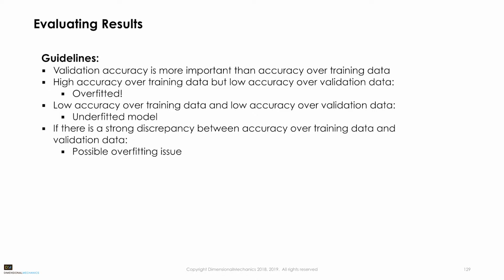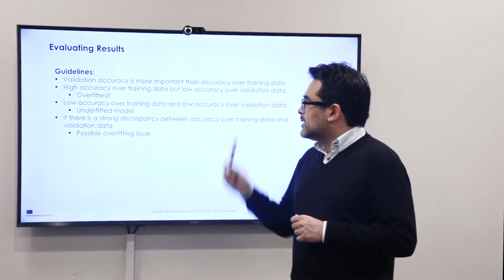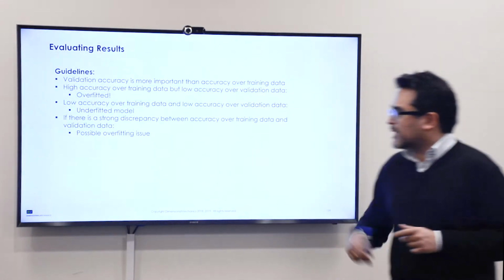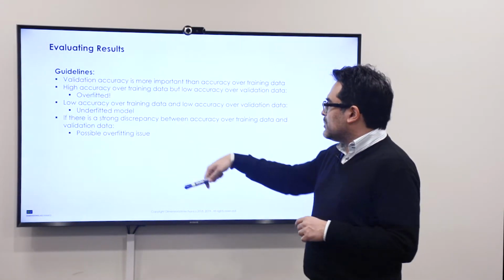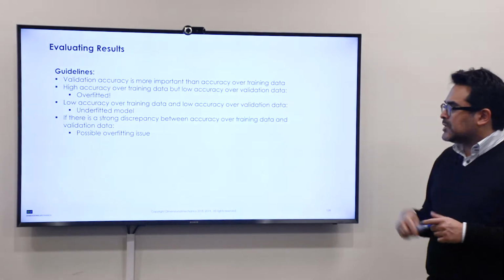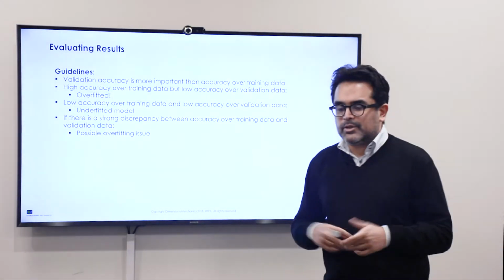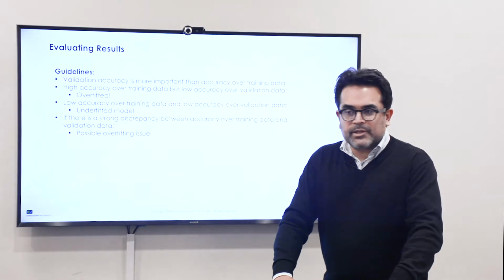So a couple of things, overall guidelines: validation accuracy is more important than accuracy on the training data. So that's something to think about. Overall accuracy of the model: if you have high accuracy on the training data but low accuracy on the validation data, then you're probably overfitted. If you have low accuracy over both, then you're underfitted. And if there's a strong discrepancy between accuracy over training and validation data, there's possibly an overfitting issue. So both could be high, but if there's a very strong difference between the two of them, there could be a problem there.